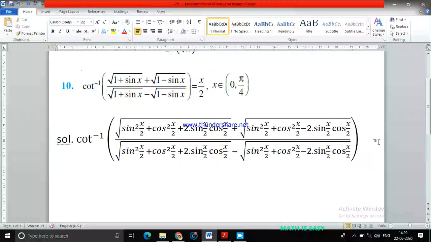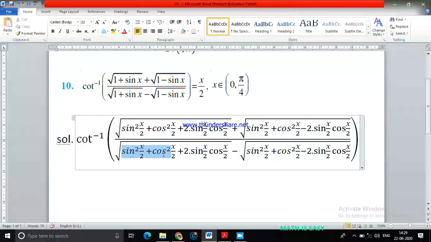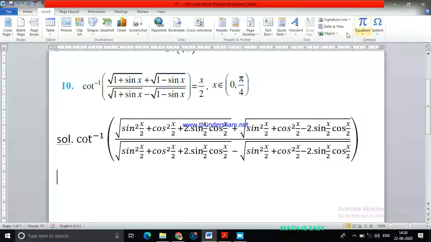So everything is replaced. Again here also, if you have doubt, this term is nothing but, in place of 1 plus sin x, I am replacing this one, minus, here also minus, and in place of 1 minus sin x, I am replacing sin square x by 2 plus cos square x by 2 minus 2 sin x by 2 cos x by 2. Then what will happen next step?